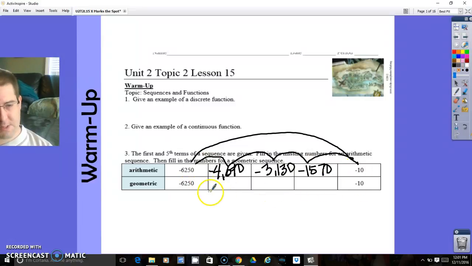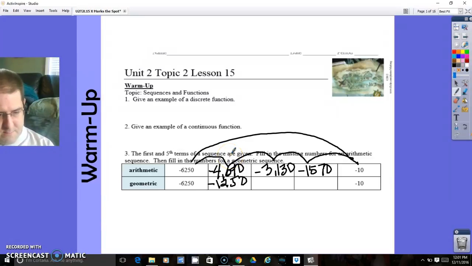Now, the next question, I'm just going to save a little bit of time here. It happens to be times 1/5 is the equation. So you can just do this times what to the 4th power equals negative 10 and solve for the ratio. And it happens to be 1/5. So all you got to do is divide the number by 5 each time. So we've got negative 6250 divided by 5 is negative 1250.